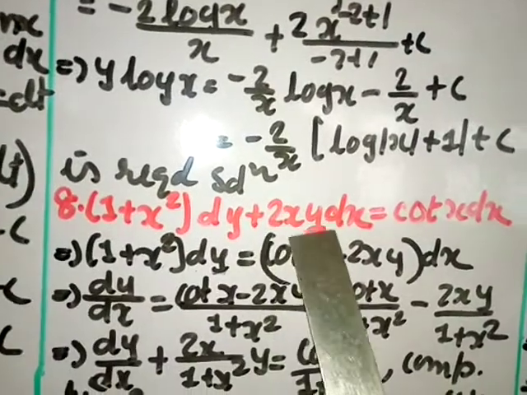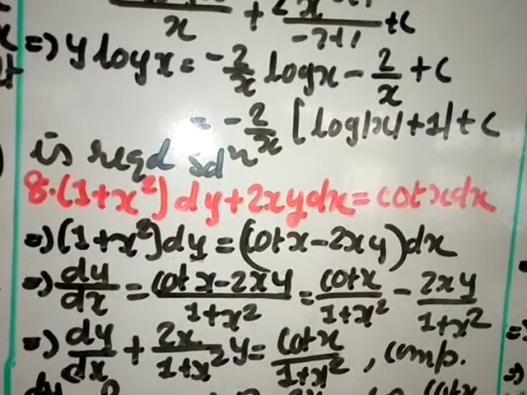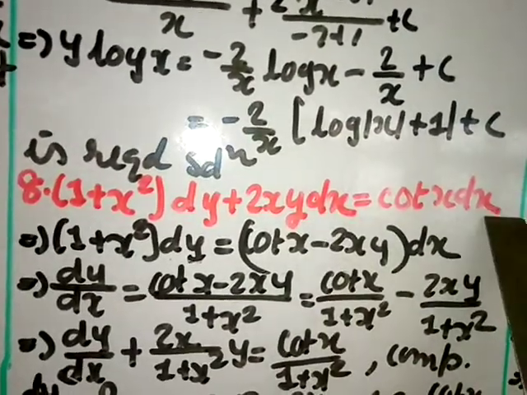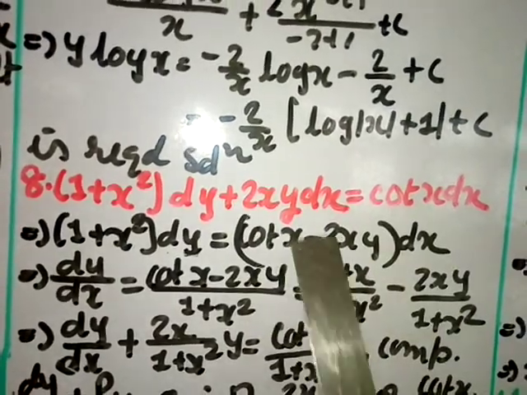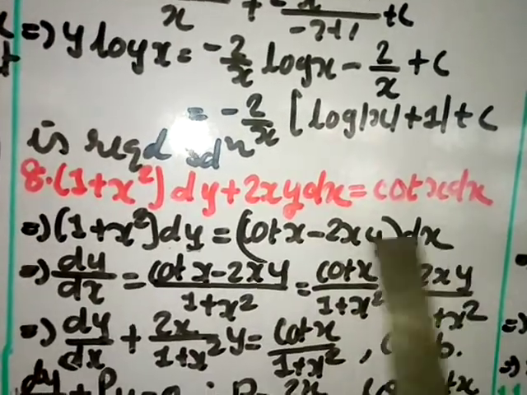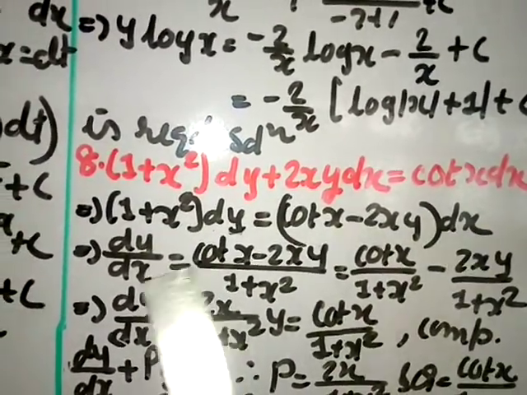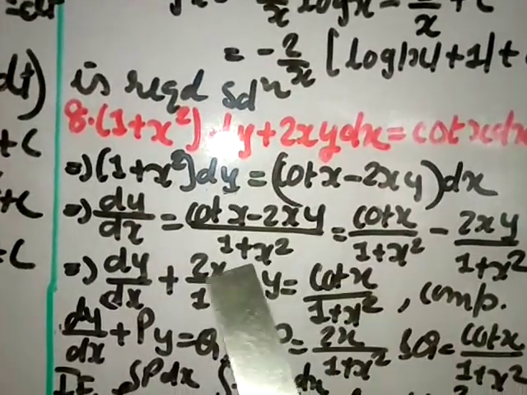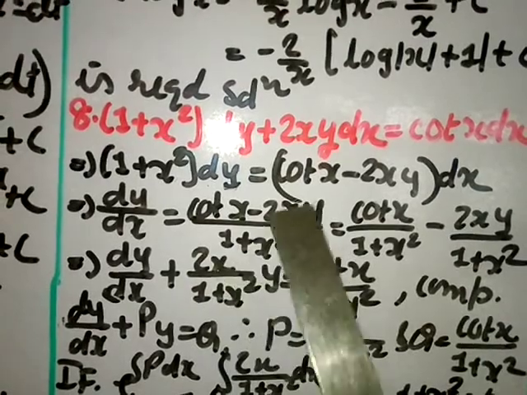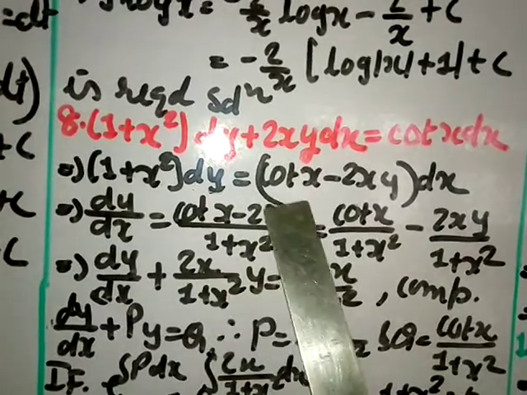Equation number 8: 1 plus x square dy plus 2xy dx equal to cot x dx. Here you have to first write it as dy by dx. So first I am transferring this dx term over here, it becomes negative, and taking dx common from both: cot x minus 2xy dx. Now I transfer dx to the other side and 1 plus x square to this side. So I have written dy by dx equal to cot x minus 2xy divided by 1 plus x square. Divide both terms by 1 plus x square, just separating the denominator into first and second terms.